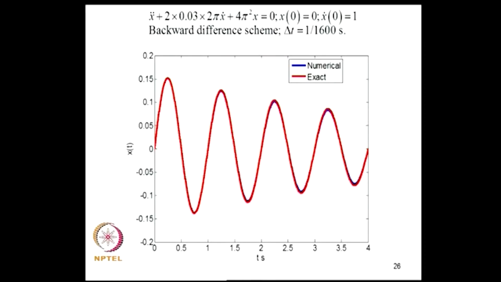So that means if you want to use the backward difference scheme, you have to take about 1600 points in a cycle for this case to get a good approximation to the impulse response of the system. This also points towards the fact that these methods are first order methods. So you need very small step size to get acceptable solutions.